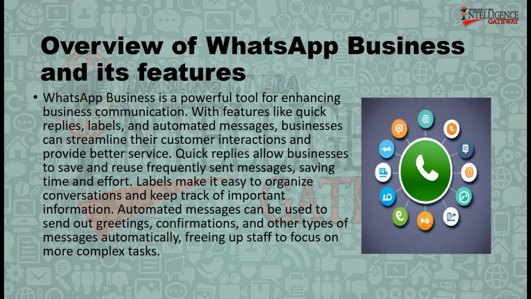Overview of WhatsApp Business and its features. WhatsApp Business is a powerful tool for enhancing business communication. With features like quick replies, labels, and automated messages, businesses can streamline their customer interactions and provide better service. Quick replies allow businesses to save and reuse frequently sent messages, saving time and effort. Labels make it easy to organize conversations and keep track of important information. Automated messages can be used to send out greetings, confirmations, and other types of messages automatically, freeing up staff to focus on more complex tasks.